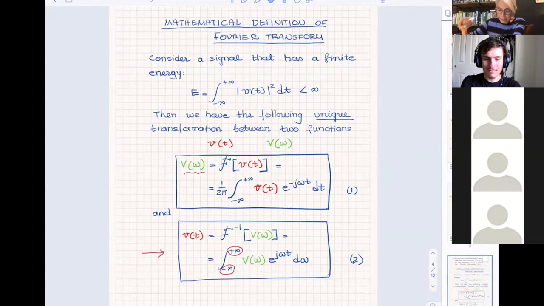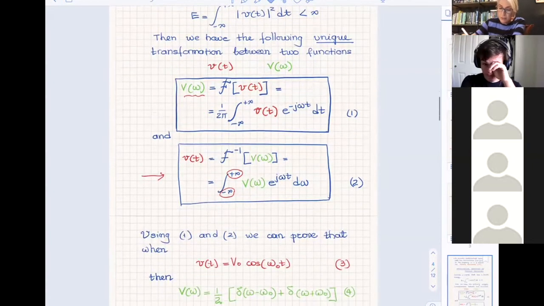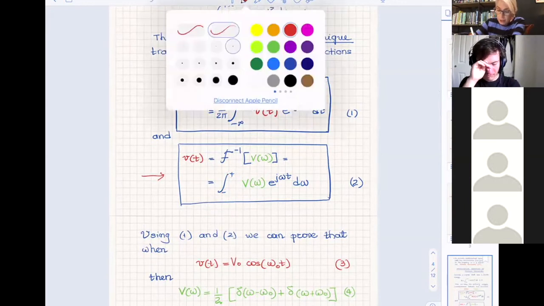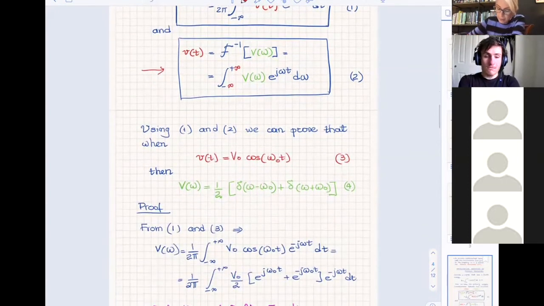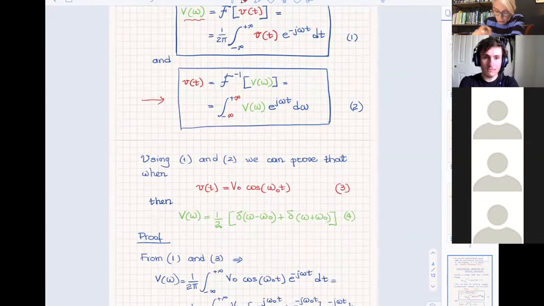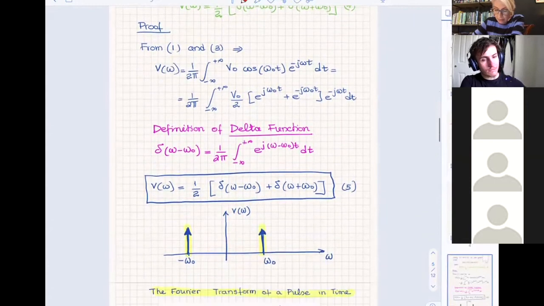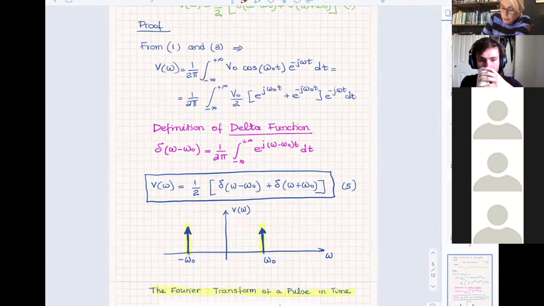So what is the Fourier transform? What is the inverse? Now, with this in mind, we are going to continue here and demonstrate that if you use 1 and 2 for a cosine of one harmonic, you get the 2 frequencies.